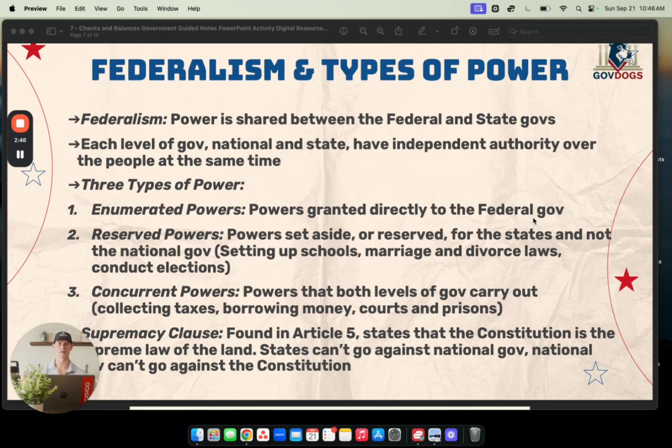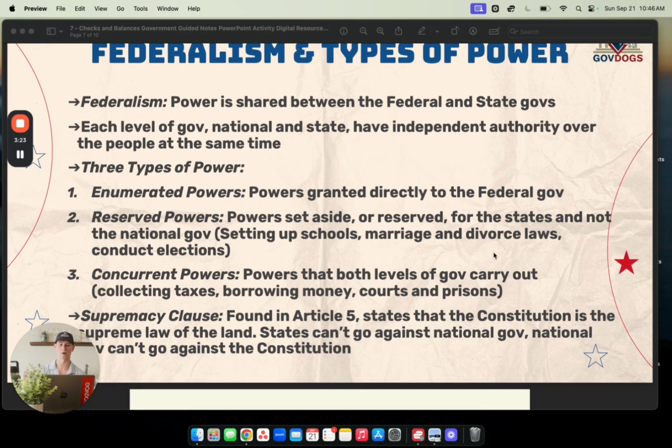So federalism, another extremely important vocab word. We talked about federalists in the last video, those who favored a strong federal government. Now, federalism is the idea that power is shared and divided between a federal government and a state government. Remember we talked about the flaws of the Articles, and the flaws of the King in England, and how the Constitution took the best of both worlds and put it in the middle. That is the idea of federalism. Federal powers, state powers, sometimes they share them, sometimes they're divided. Each level of government, national and state, has independent authority over the people at the same time.